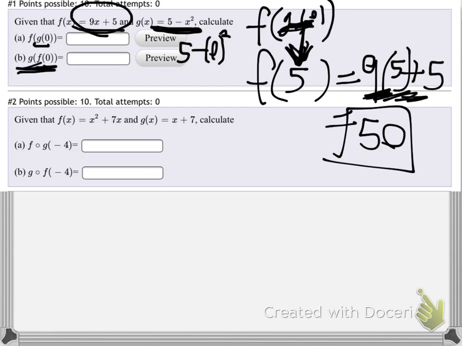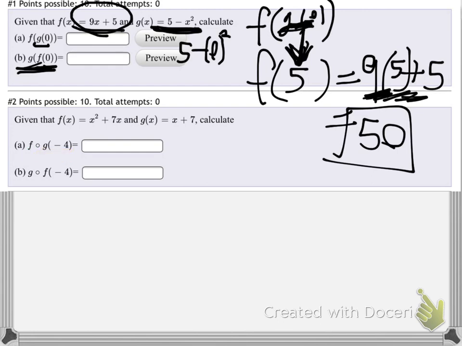Next thing up, same thing on this one. If they say f composed g of negative 4, remember, this is the same idea with different notation. They're saying, essentially, f composed g is f of g of negative 4. That's like us saying, let's plug negative 4 into the g function, and then the answer from g of negative 4 will go into the f function. And so same idea with those.